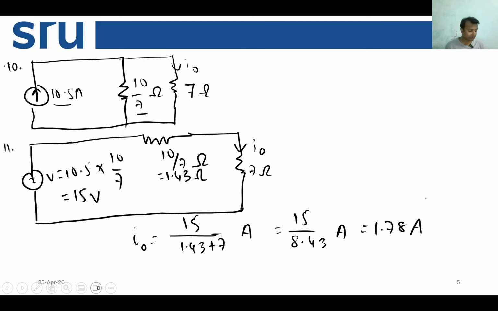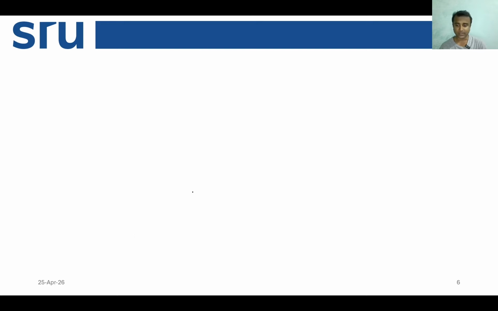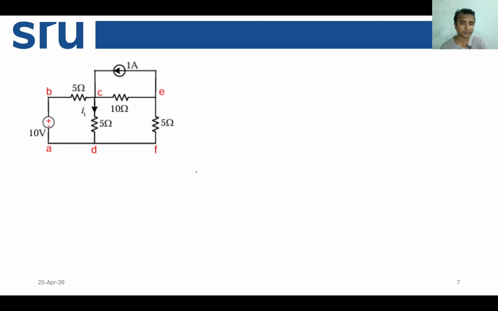So we can cross verify. You can also cross verify by any other source, but this is the answer. This is the final answer of this question. So this is something we need to do, and hopefully you could have understood that. So let us do another problem, another simple problem of the same kind of source transformation.